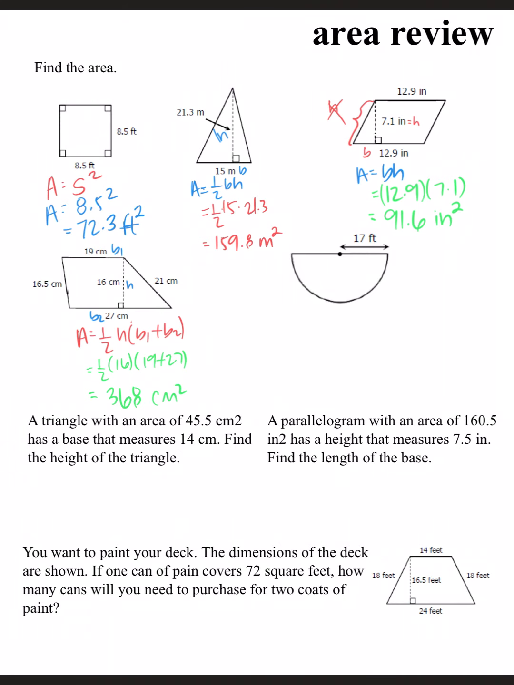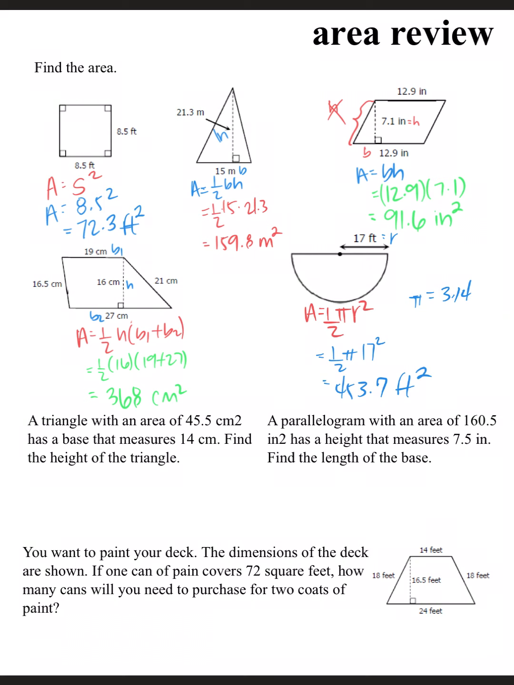Alright, this is a semicircle. It's just area equals pi r squared, but this time we're going to multiply by 1/2 or divide by 2 like we've been doing. So our radius is 17, 1/2 pi times 17 squared. Remember pi, we're just going to use 3.14 in order to get all the same answers. 453.7 feet squared. These questions here are going to be working backwards.